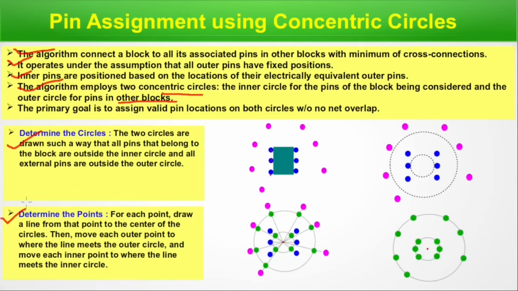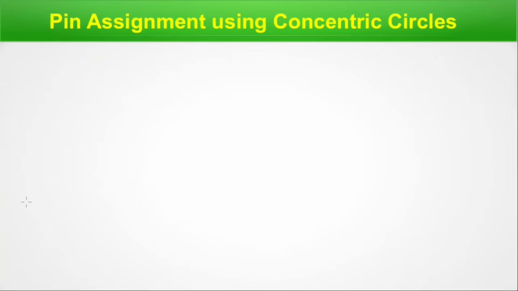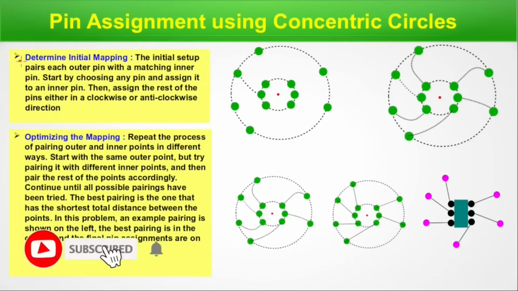This is the second step. We are done with this slide. We will move to the third step on the next slide. The third step is to determine the initial mapping. The initial setup pairs each outer pin with a matching inner pin, like that only. We are mapping this to that.